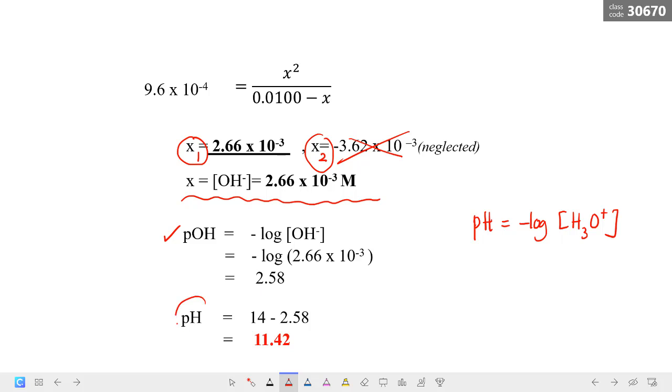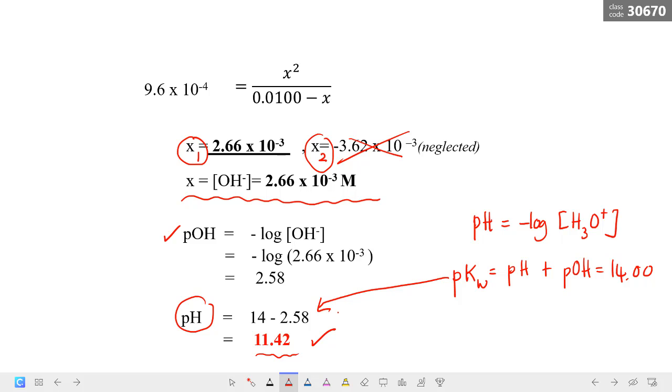So, macam mana nak cari pH? Kita ada satu perkaitan where PKW which is equals to pH plus POH equals 14.00. Maka you gunakan konsep ini, you selesaikan, you akan dapat the pH around 11.42. Okay, alright. So itu untuk soalan yang inilah. Okay, so you kena cuba semula lah.